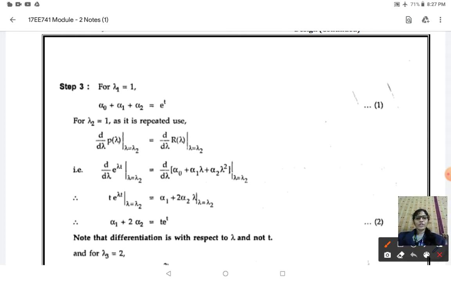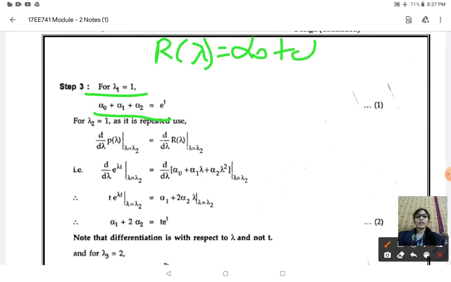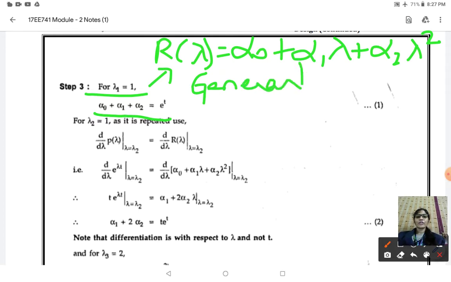Your first equation, for lambda 1 is equal to 1, is going to be alpha naught plus alpha 1 plus alpha 2. We know that the r of lambda equation is alpha naught plus alpha 1 into lambda plus alpha 2 into lambda square. At lambda 1 is equal to 1, we directly substitute our lambda. Here I forgot to inform that the roots are repeated. Since the roots are repeated, you need to use your generalized eigenvector.